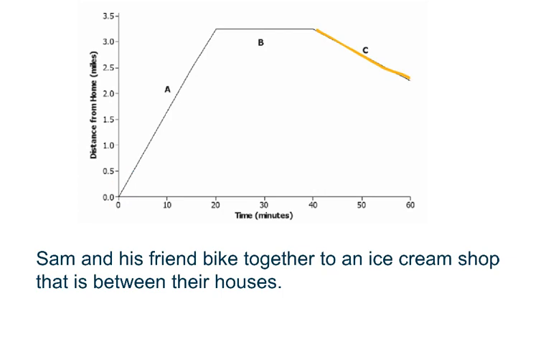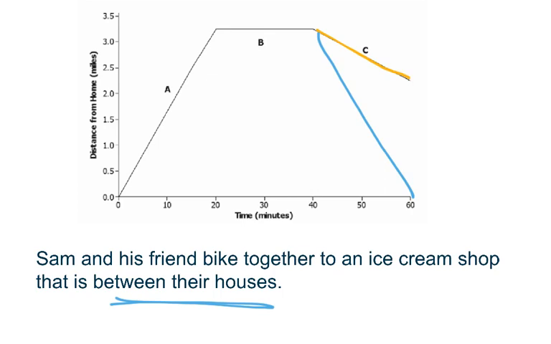So obviously the distance has not decreased back to 0 because he hasn't gotten home yet. He went to an ice cream store. But it is decreasing. It is moving towards 0, towards him moving back towards his house, right? Because it says it's between their houses.